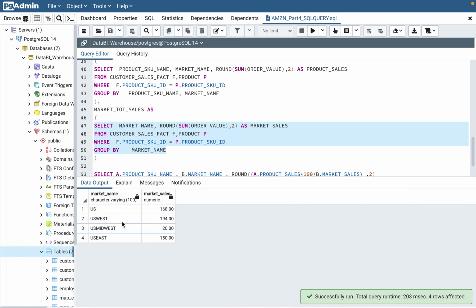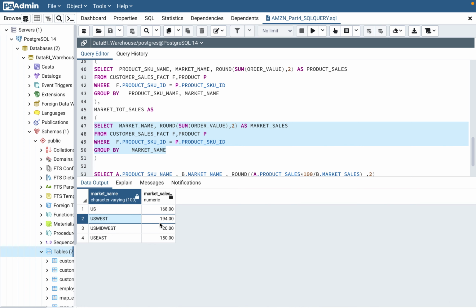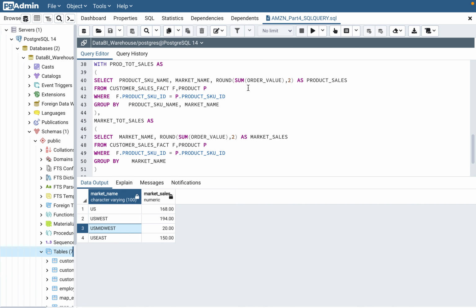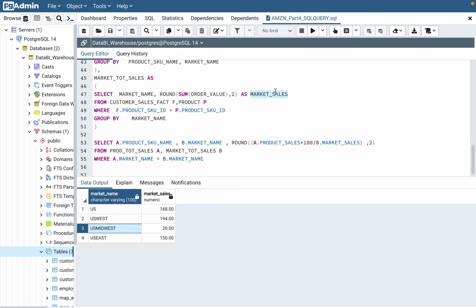So if you see here, US overall market is 168, US West is 194, US Midwest is 20 and US East is 150, right? So now what we want is the market share, right? So what we want is product sales divided by market sales. So product sales is here, the individual product sales, and then compare it to the market sales. And then basically you have to take a percentage. So in order to take a percentage, we have to multiply by 100, right?